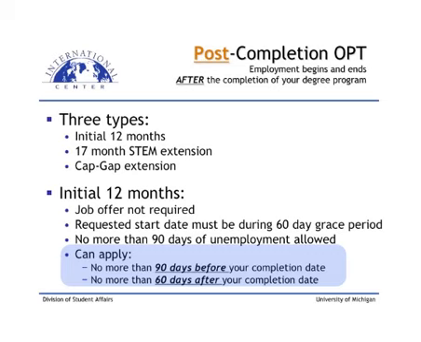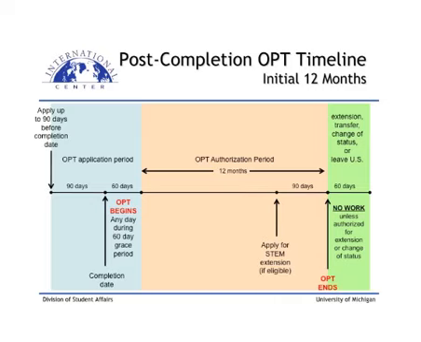The area shaded in blue is the 5-month OPT application period. Remember, your OPT application must be received by USCIS no more than 90 days before your completion date and no more than 60 days after your completion date. The area shaded in orange is your 12-month OPT authorization period. If you have used any pre-completion OPT, you will not have the full 12 months of authorization. Subtract the amount of time you used for pre-completion OPT, and you will have the amount of months you are eligible for post-completion.